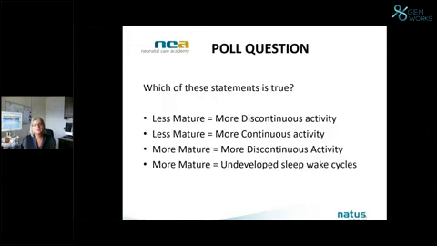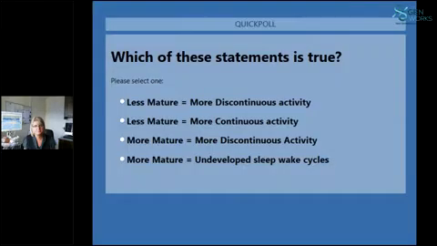So another question for the audience. This is a poll question. I want you to tell me which one of these statements you think is true. So what do you think is true? If you're less mature, then you have more discontinuous activity. Or if you're less mature, do you have more continuous activity? If you're more mature, do you have more discontinuous activity? And if you're more mature, do you have undeveloped sleep-wake cycles? What do you think is the true statement here?